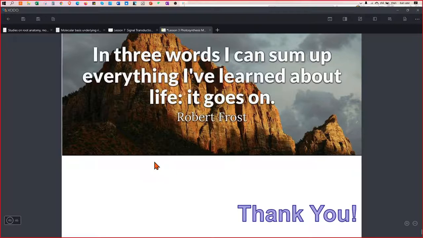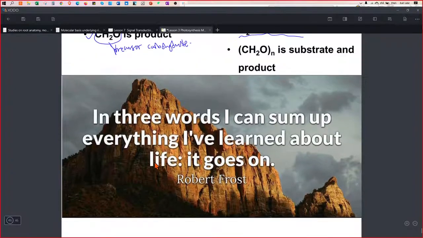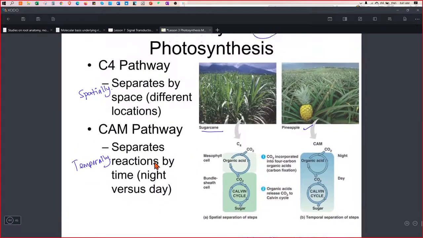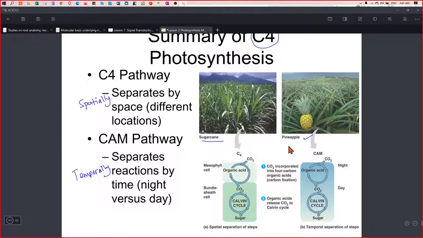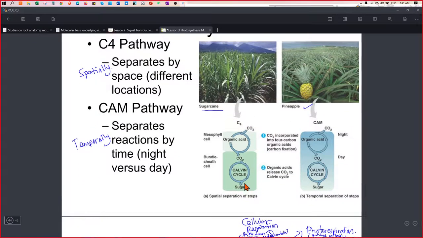Is there any question up to this point? Doctor, for C4 photosynthesis, the cycle occurs in the bundle sheath cell, right? Yeah. The recovery cycle occurs in the stroma, right? Say again, where does the cycle happen? For C4 photosynthesis, there are two different cells, the mesophyll cell and bundle sheath cell. Yes.